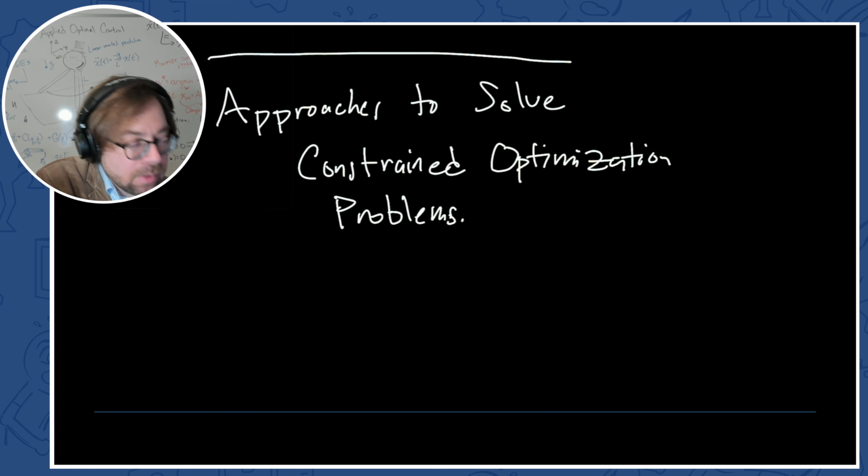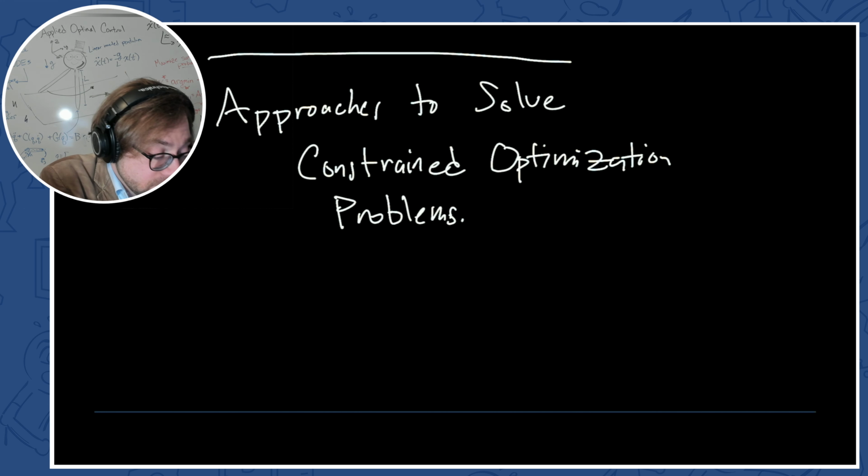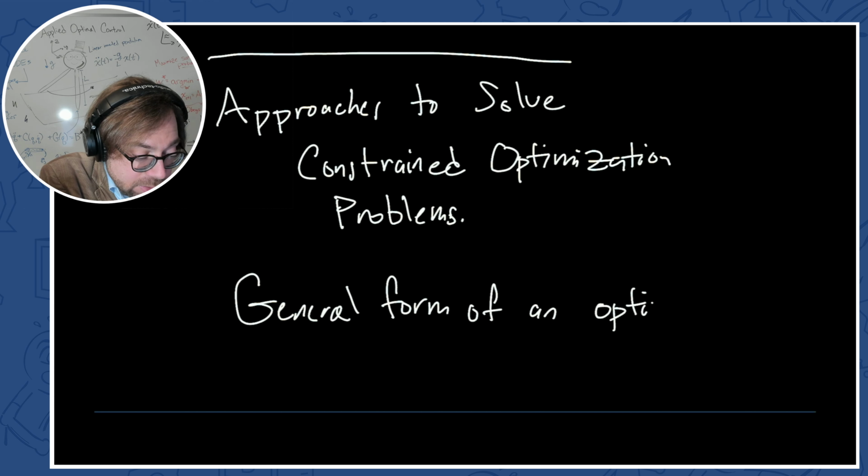Okay? And as we get started here, I do want to give you a little bit of background. We haven't really talked much about how you actually write out these optimization problems mathematically. Like, how do you write them out? So here is the general form of an optimization problem.